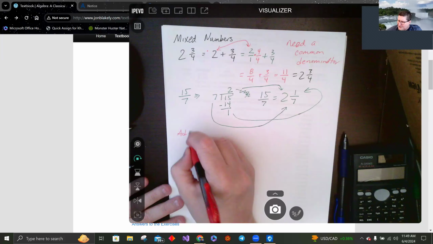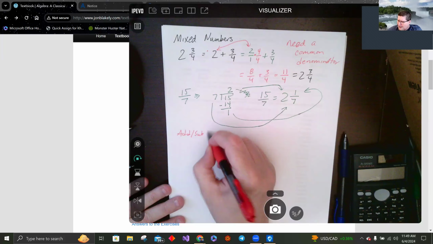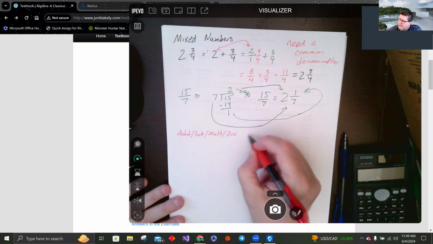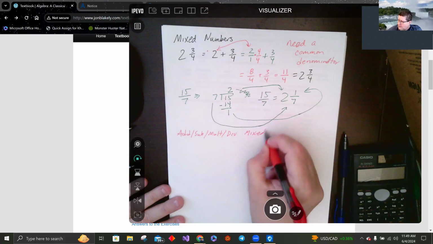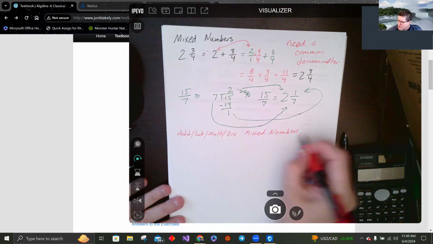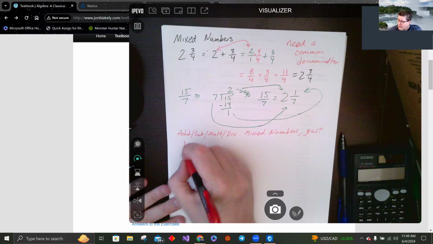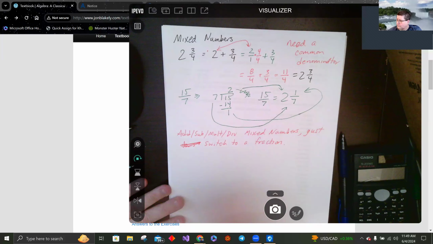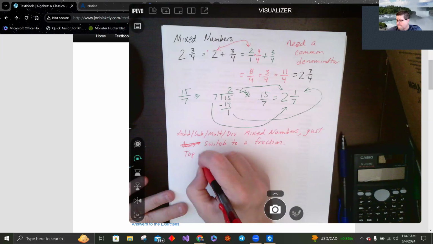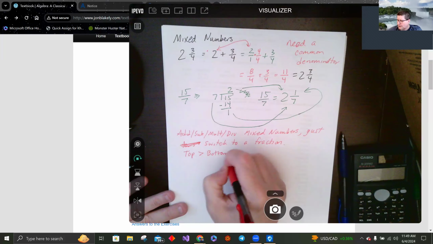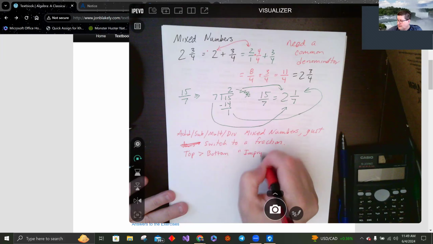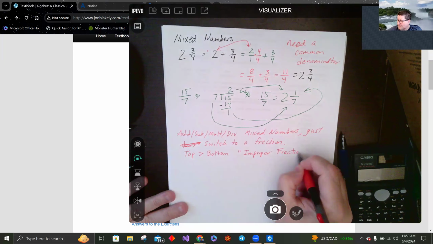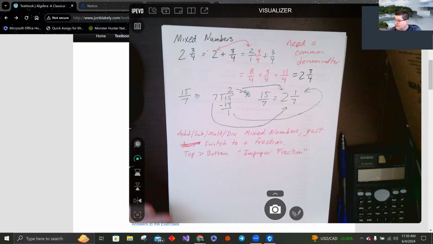So if you have to add or subtract, even multiply or divide mixed numbers, just switch to a fraction. And when the top is bigger than the bottom, it's actually called an improper fraction, but I don't know if the homework sets test you on that or ask you about that. I don't think so.